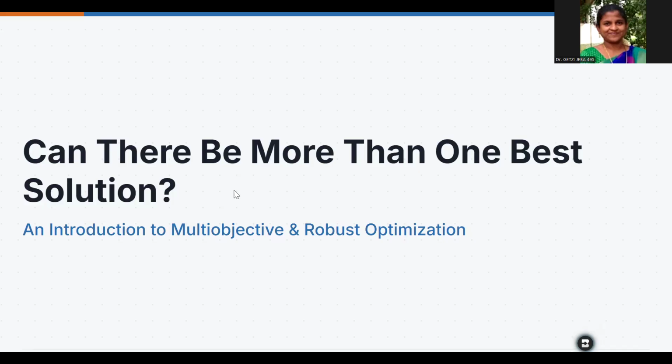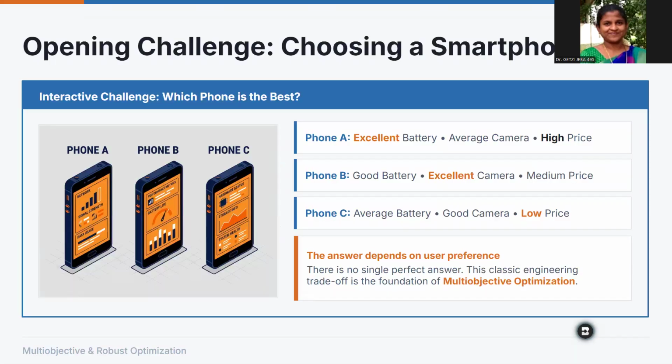multi-objective optimization. So let's take a challenge where we have phone A, B and C. Phone A has excellent battery, average camera and high price. And phone B has good battery, excellent camera and medium price. And phone C has average battery, good camera and low price. Now, which one will you prefer?